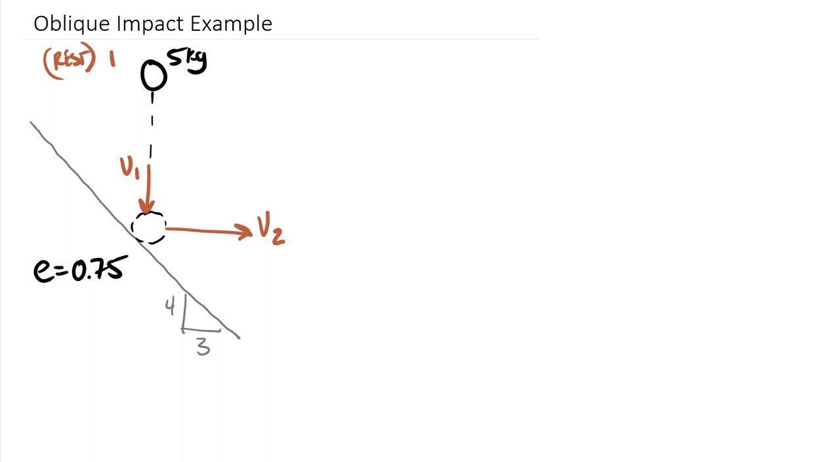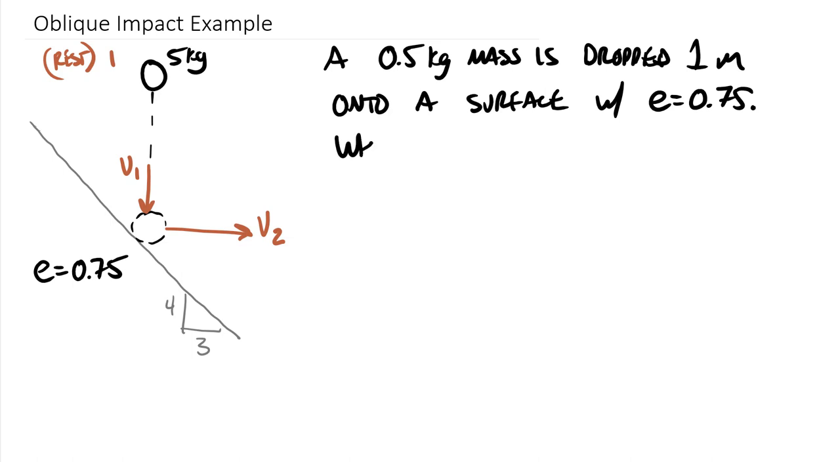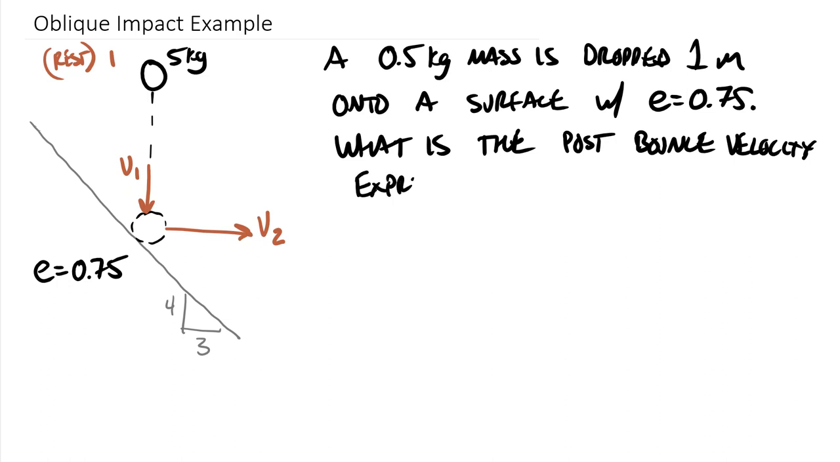So our problem statement would say that we have a 0.5 kilogram mass is dropped 1 meter onto a surface with e is equal to 0.75. We want to know what is the velocity expressed. What is the post bounce velocity expressed in t-n coordinates?